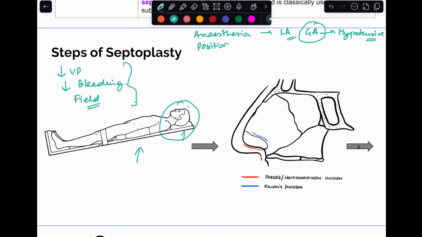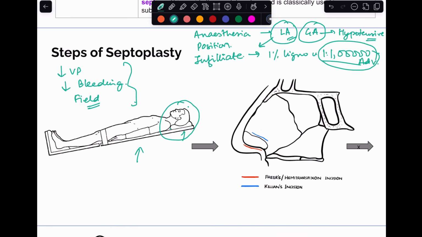Next, after the position is done, we have to infiltrate. Since we mostly do this under local anesthesia, we will go by local infiltration. We will infiltrate both sides of the nasal septum with 1% lignocaine with 1 in 1 lakh adrenaline. Now, what is the reason why we give this adrenaline? The adrenaline will cause vasoconstriction, as a result of which you will have less bleeding during the time of surgery. So that is the reason why we give adrenaline.